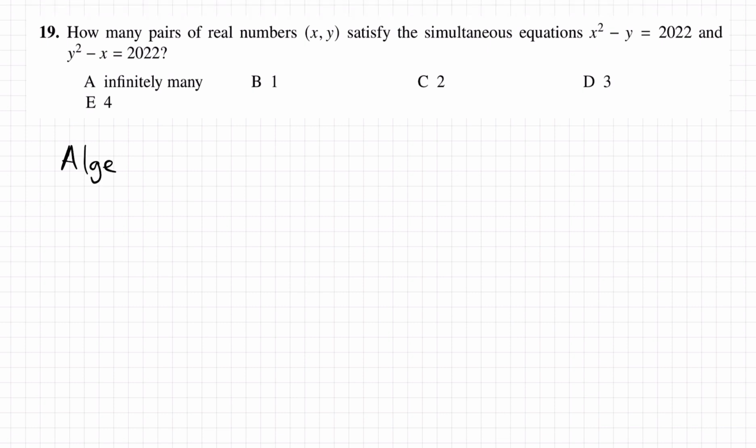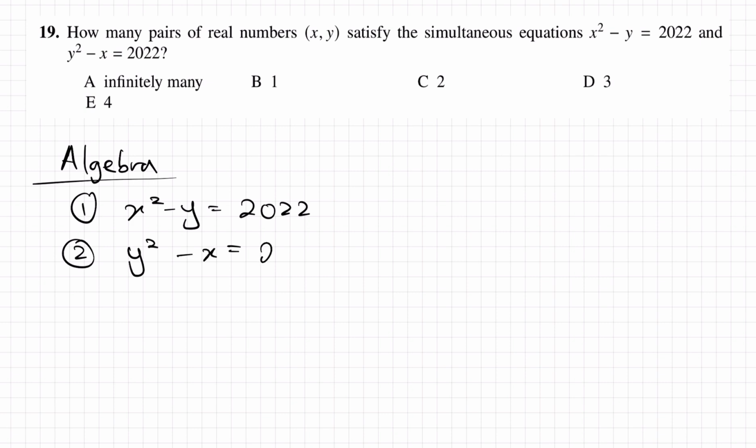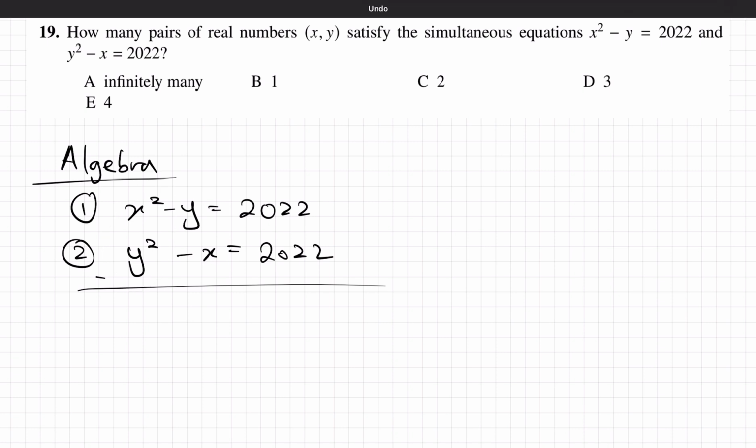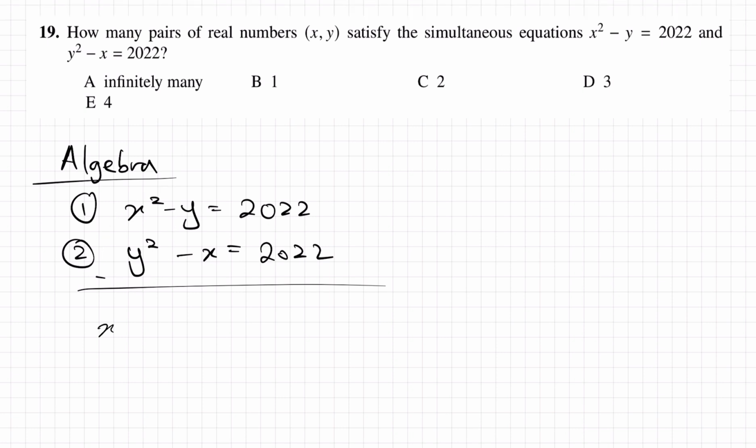The question wants us to figure out how many solutions there are to these simultaneous equations. So not even what the specific solutions are, but how many there are. So with algebra, we can just set up a simultaneous system of equations. Notice how this isn't a linear system, so it's going to be difficult to reduce variables by eliminating. But if we instead just subtract the whole thing, and see how there's two squares, that should be a clue that we can use difference of two squares.